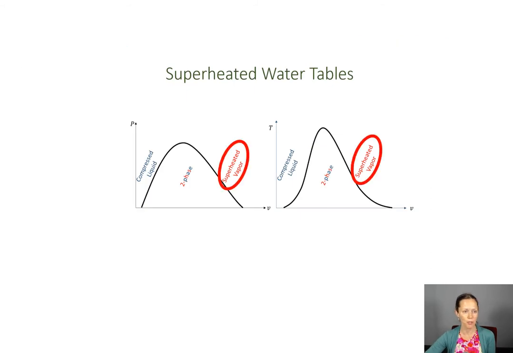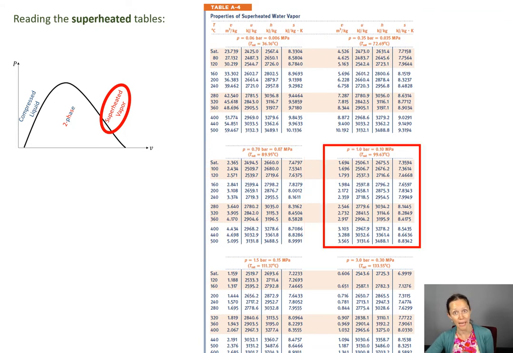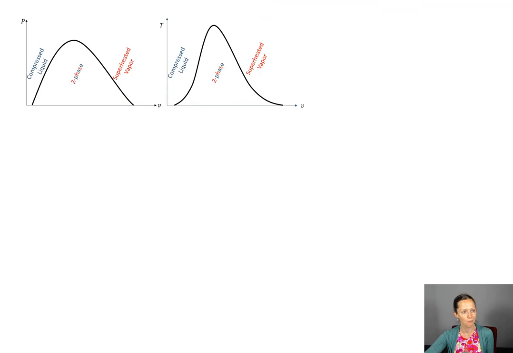All right, superheated water tables. This is table A4 and table A4E would be for English. And they look a lot like those compressed tables. And that's because they are. It's not the same data, but they're organized the same. They are organized in blocks of pressure. So all you need to do is go to the pressure that you're at and read off the value that you need. So, all right, given, find, assume, solution.